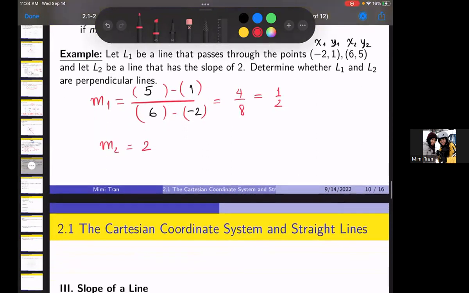So are they perpendicular? They're reciprocals, but are they opposites? No, right? They're the same sign. So they're reciprocals. So we call this neither. I'm sorry, say not perpendicular, let's be consistent with the question. They're just asking whether it's perpendicular or not.